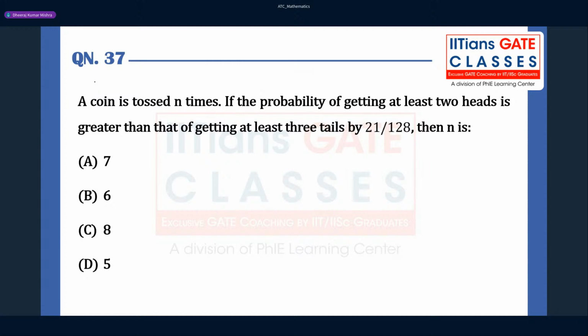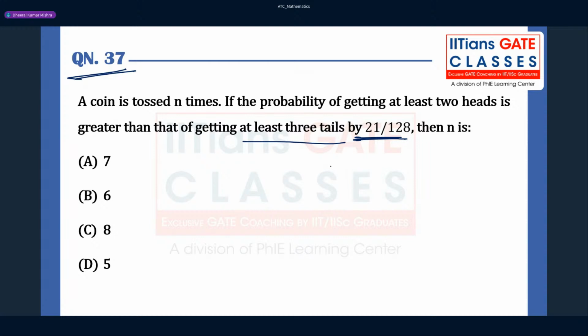Now the question is this, okay, from probability again. A coin is tossed n times. If the probability of getting at least two heads is greater than that of getting at least three tails, that is nothing but 21 by 128. This question is quite lengthy. So you have to find the value of n. So can somebody solve this question? Srinidhi, you can try this question.